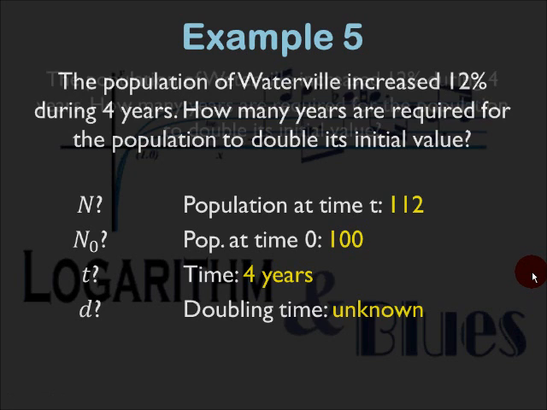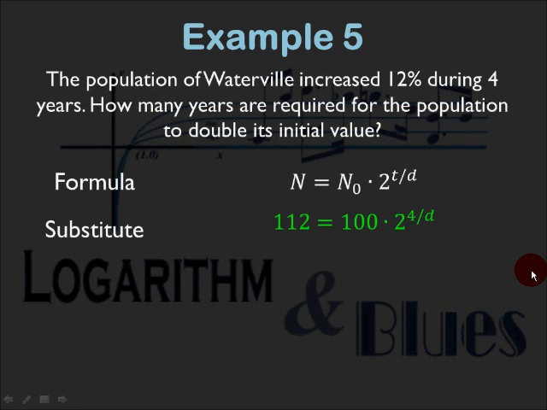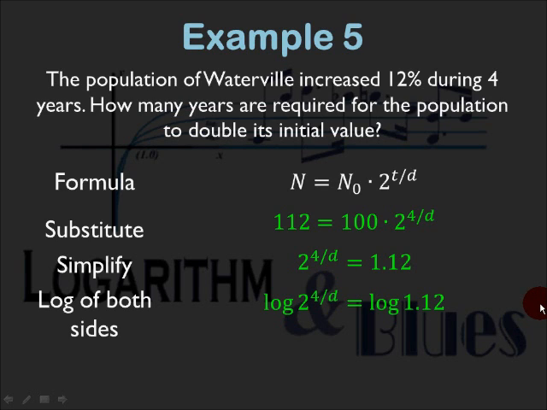Now you plug those values in, and you get 112 equals 100 times 2 to the 4 over d power. Divide both sides by 100, and you get 2 to the 4 over d equals 1.12. Now, because you have your variable in the exponent, you need to take the log of both sides. So let's do that. Log of 2 to the 4 over d equals log of 1.12.